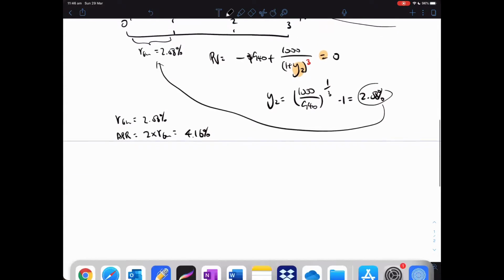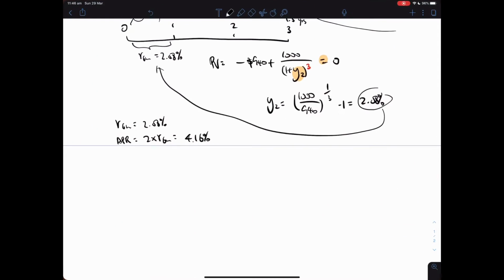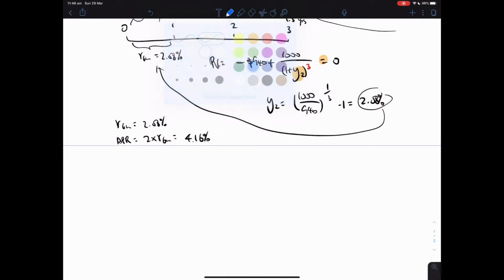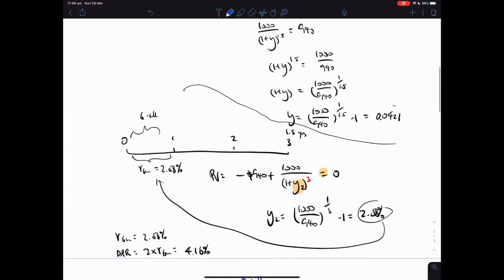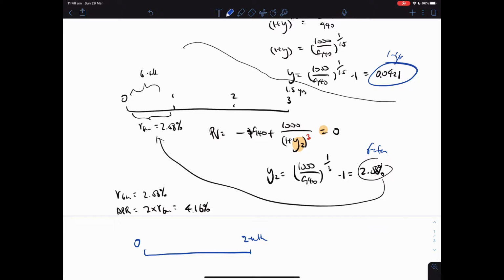All right, for part two, it is asking, what is the value of the bond 2 months prior to maturity, assuming the same yield to maturity? So here, that means you have 2 months left, right? I mean, the term has 2 months left. Given we have 2 interest rates, this is the yearly interest rate, and this is the 6 months interest rate. They mean the same thing, right? That's what we learned in week 5. They mean the same thing.